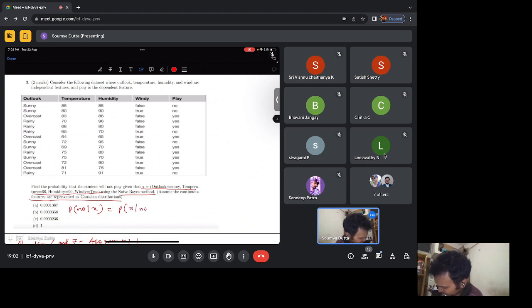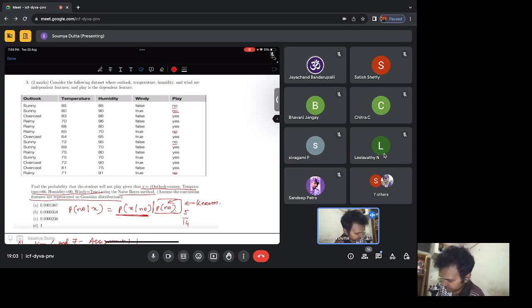p of x given no into p of no. P of no is already known, you can find it directly from here. It would be 5 by 14, counting the rows: 1 2 3 4 5 by 1 2 3 ... 14. This is already known to you. The other part you need to figure out by means of the naive Bayes method.